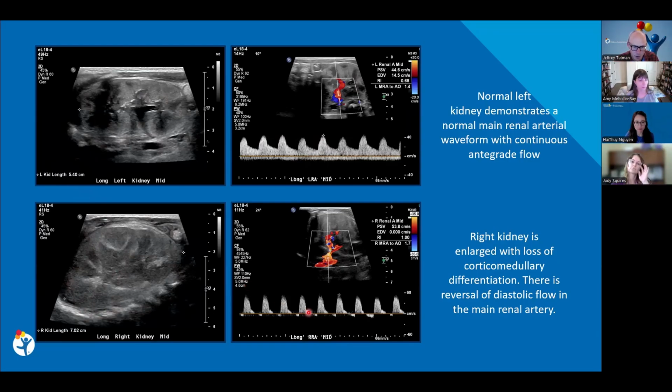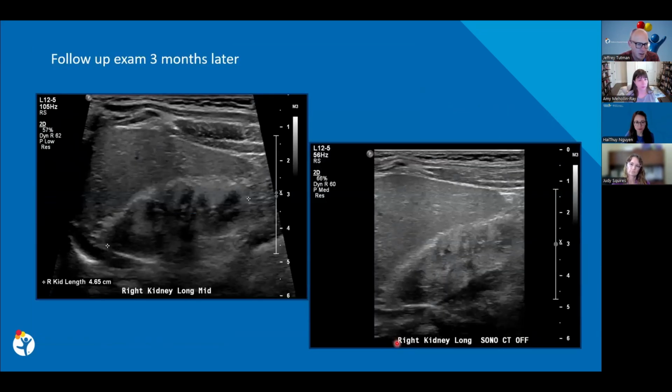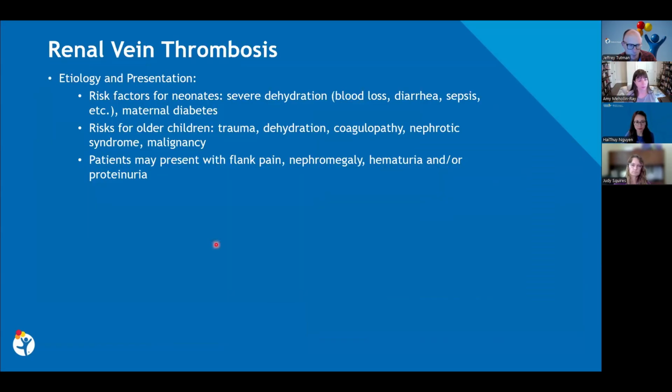Then looking at the waveforms, you can also appreciate that there's reversal of diastolic flow within the main renal artery in this patient. This was later on, about 3 months later. The right kidney has developed progressive atrophy. So again, just a typical case of a neonatal renal vein thrombosis. So just a brief overview of this.